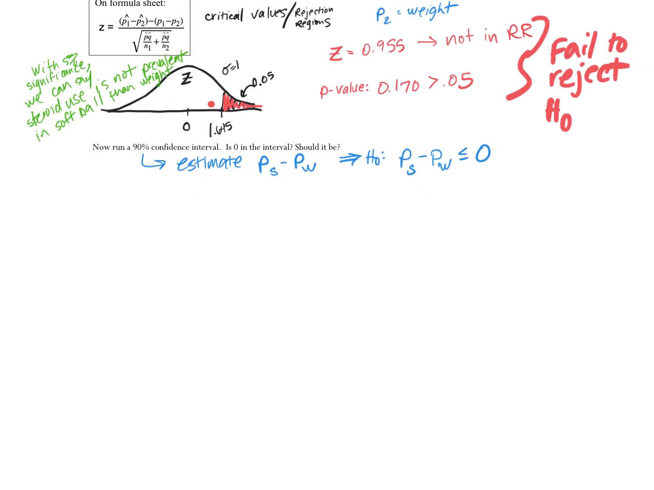So now, to calculate said interval, you're going to hit stat, arrow over to tests. And if we scroll down, we have the 2-prop Z test and we have 2-prop Z int, option B.